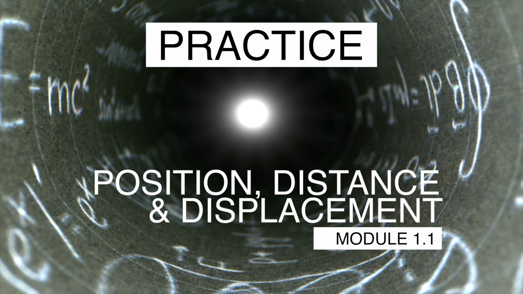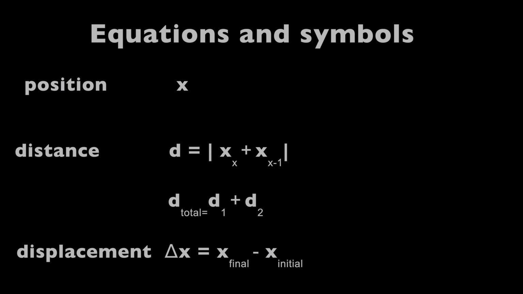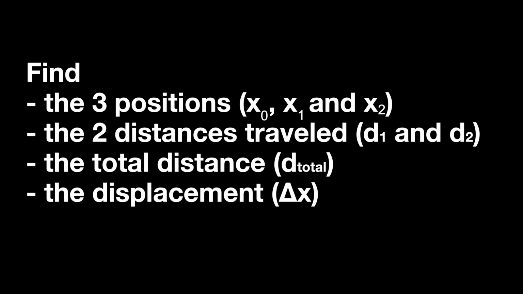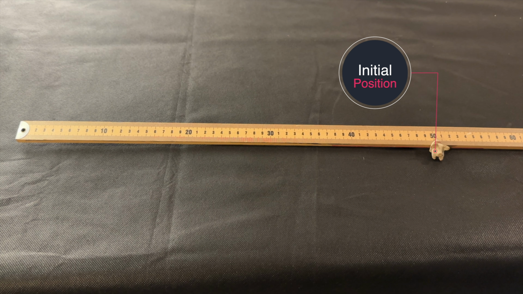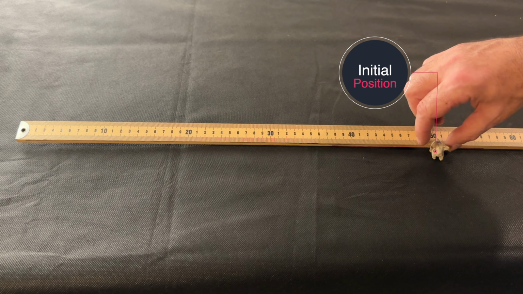Now, let's practice what we've learned. Here's a quick review of the equations and symbols that you'll be using for this practice problem. In this practice problem, you have to find three positions, two distances traveled, the total distance, and the displacement. Be careful. Remember, displacement can be either positive or negative.